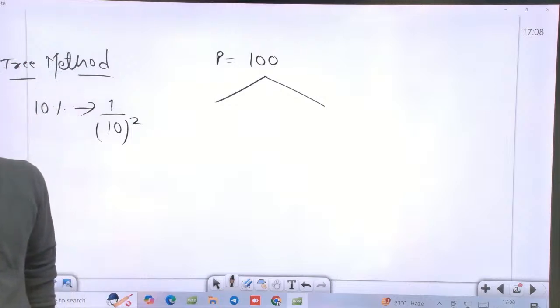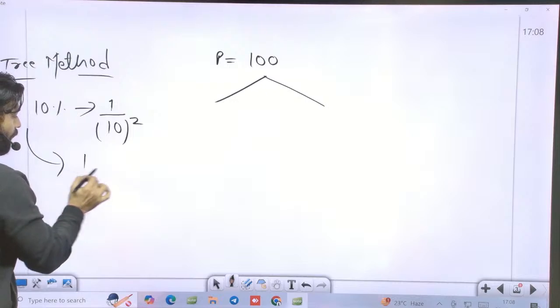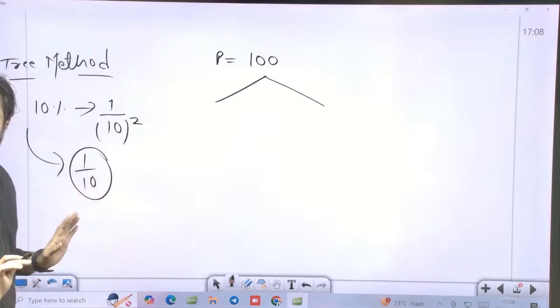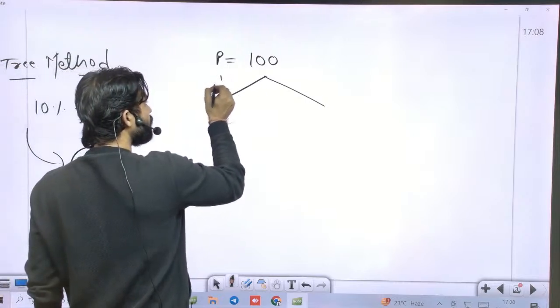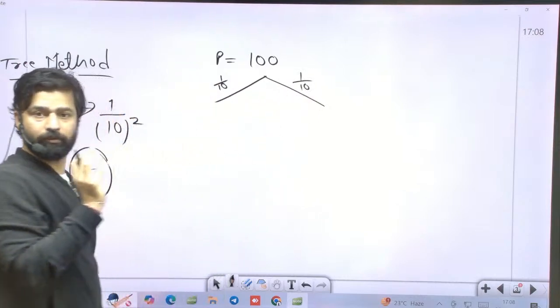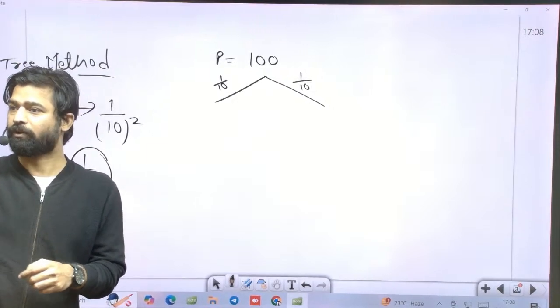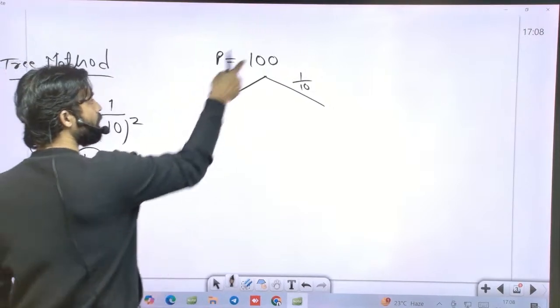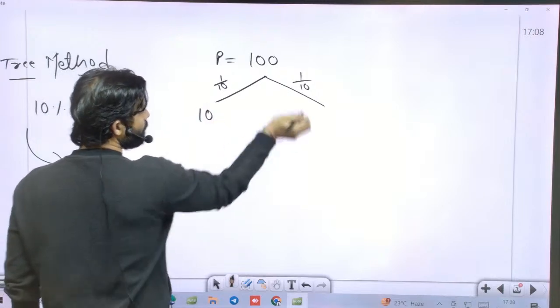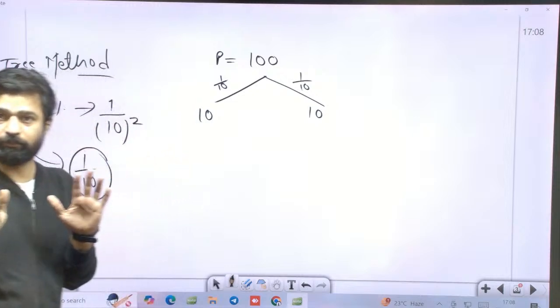What is rate of interest? Rate of interest is 10%. So rate of interest is what? That 1 by 10. So we have to collect the interest by 10%. So we have to take that 1 by 10 part of it. So 1 by 10 of 100 is 10. This 10 and this 10 both are same.